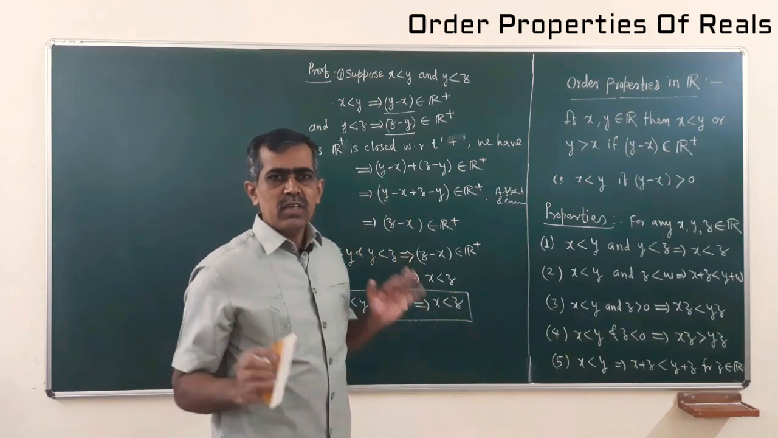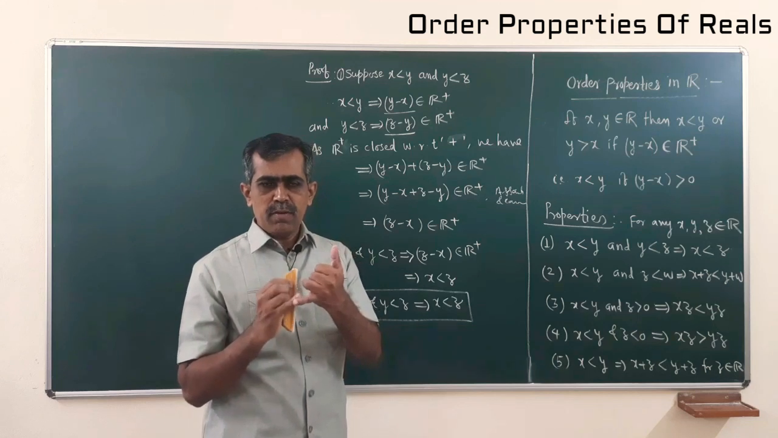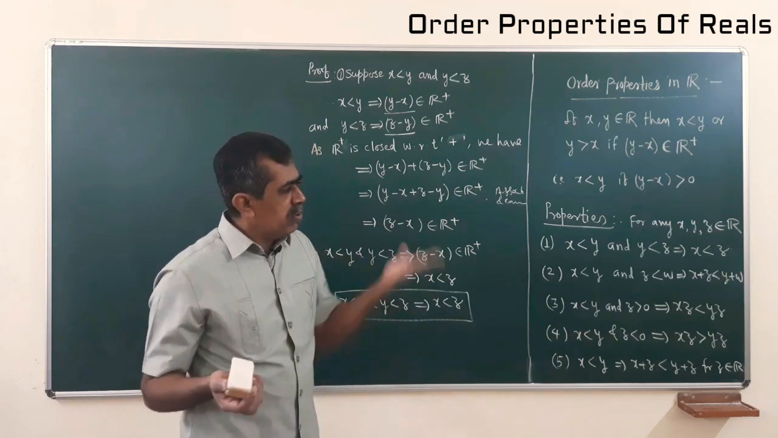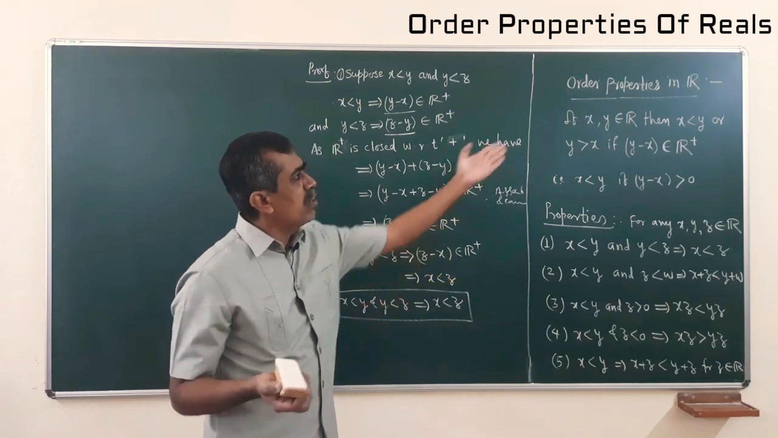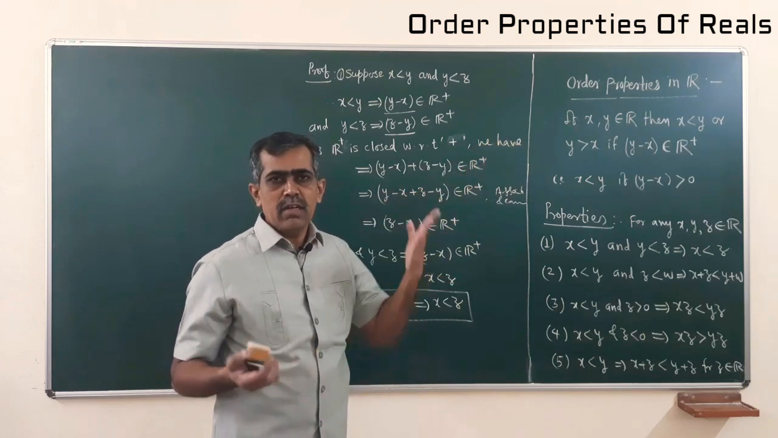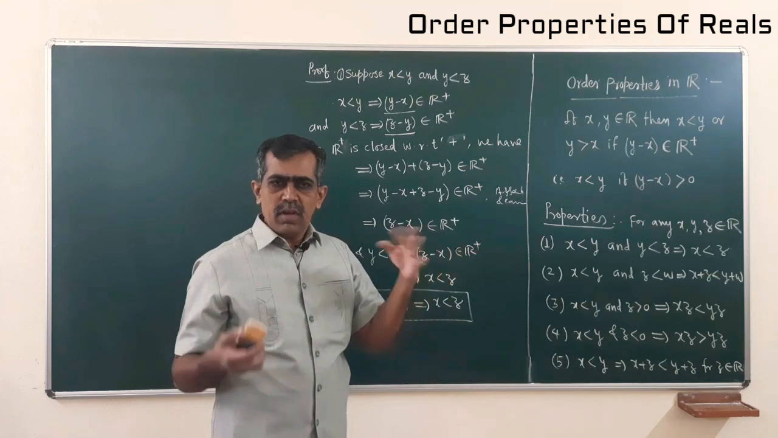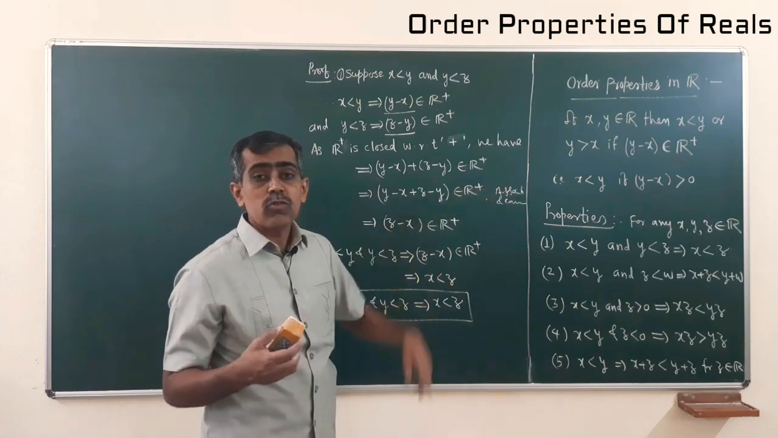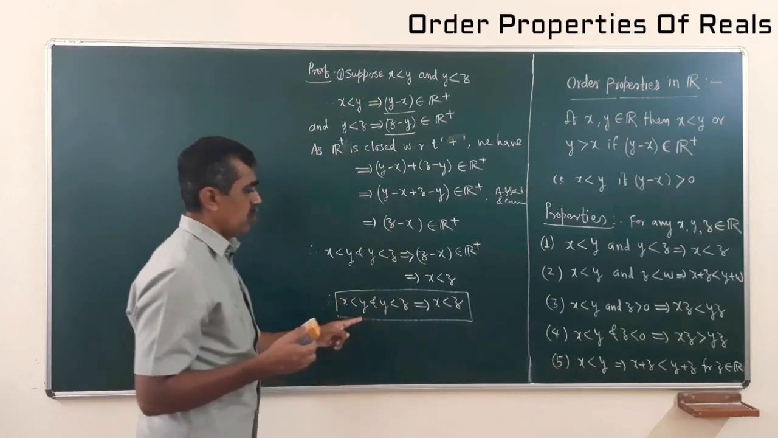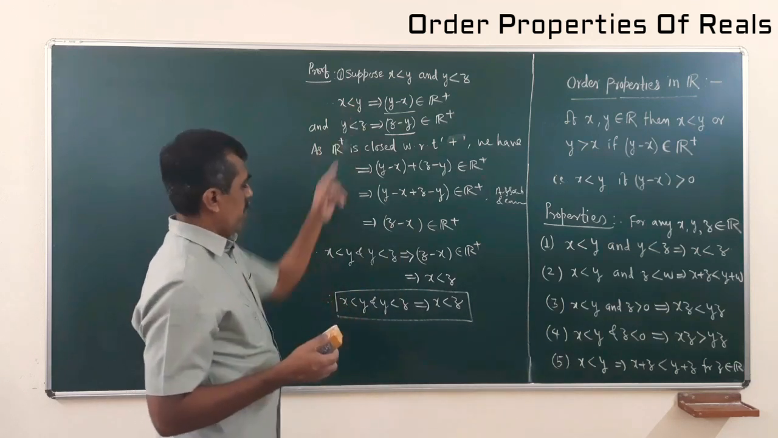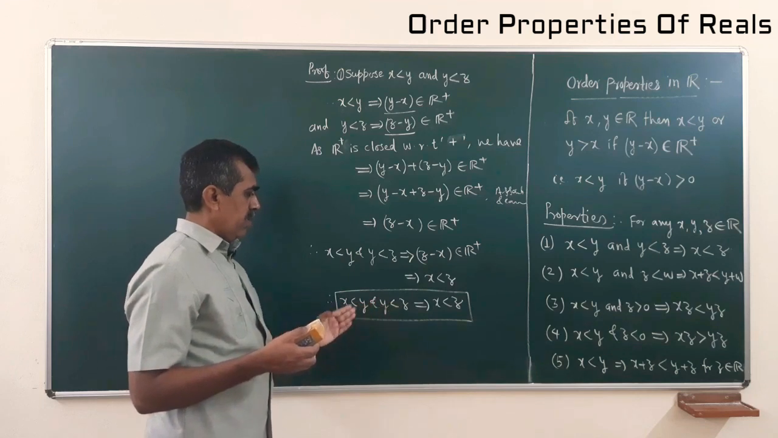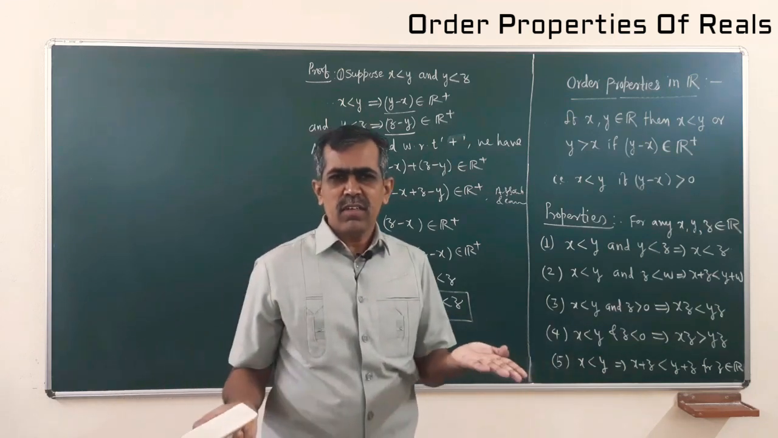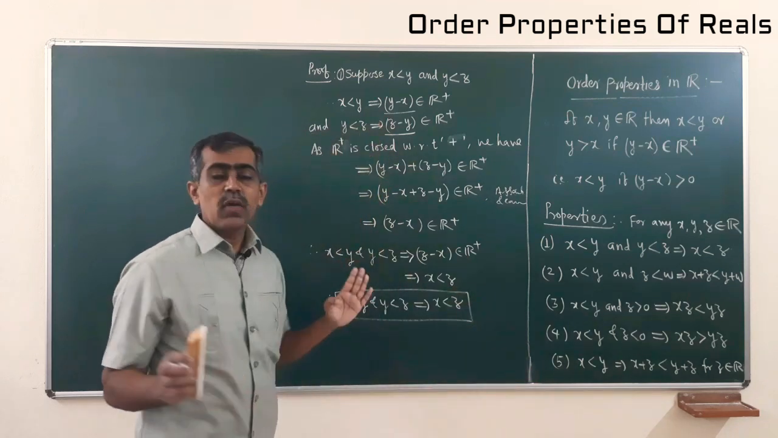I am just using the properties of R plus, as R plus is closed with respect to addition, and later on we will use that it is closed with respect to multiplication, and using the definition of order relation: A is less than B if and only if B minus A is greater than 0, or B minus A belongs to R plus. We are using that only. So x less than y, y less than z, then x is less than z. We know this. You may say, sir, what is new? We are giving the proof.